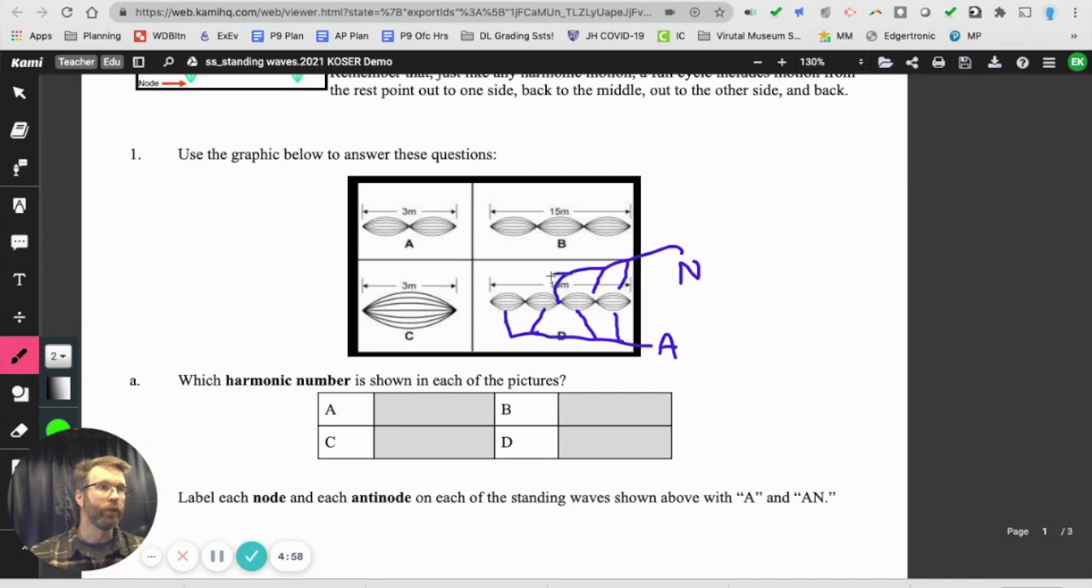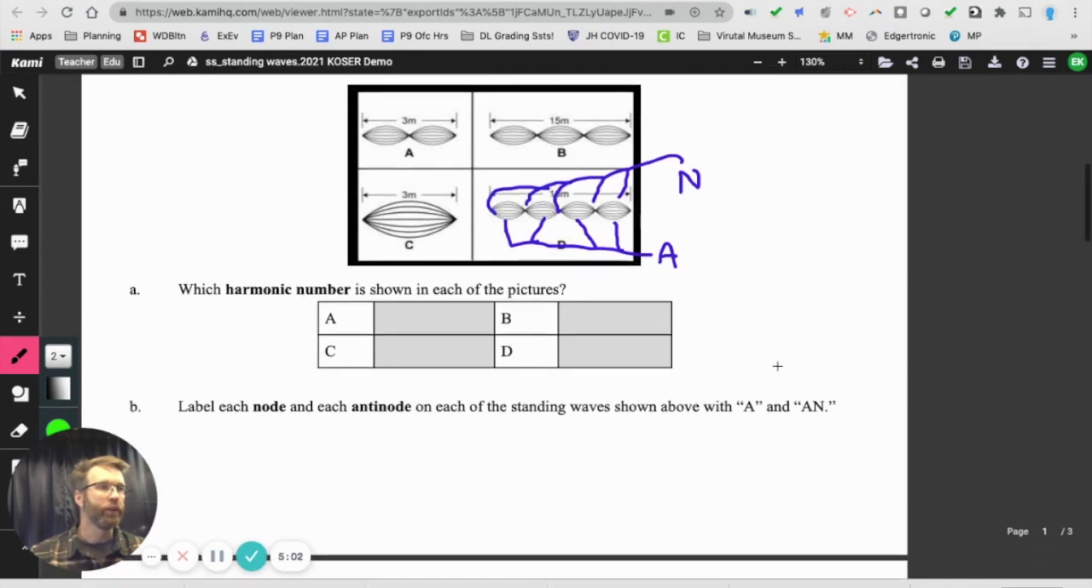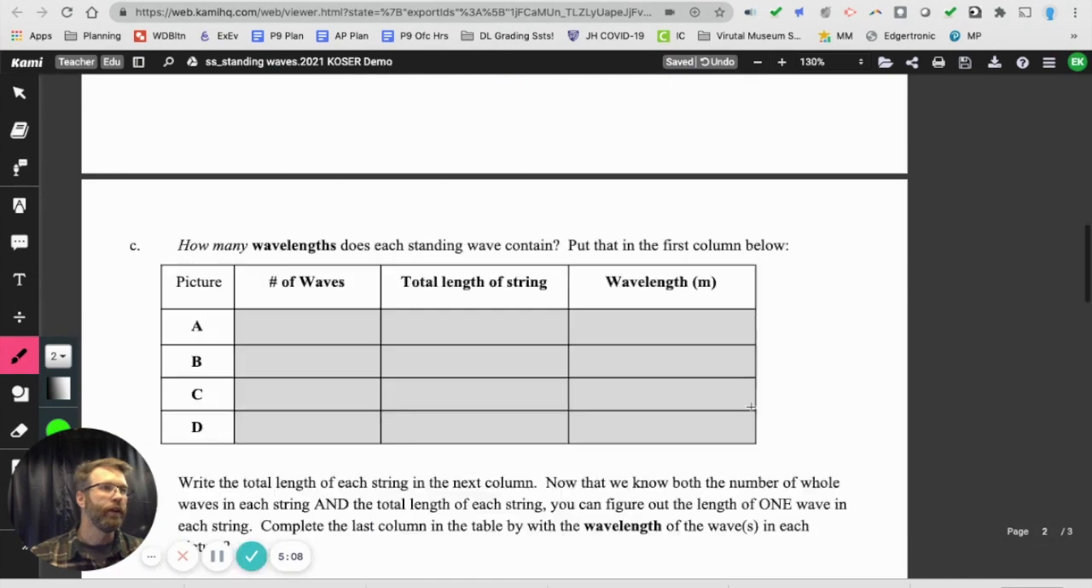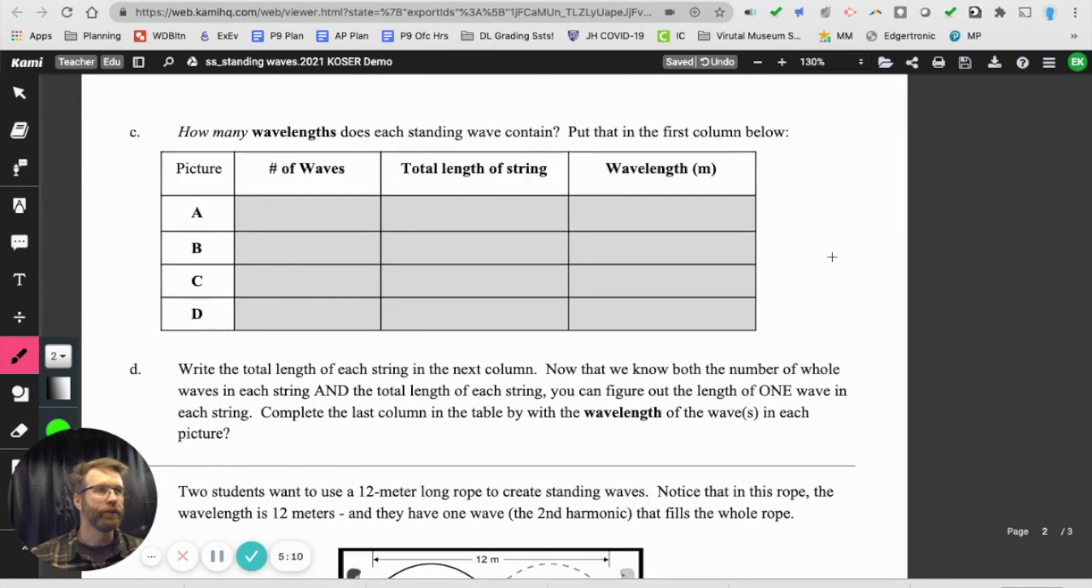So you want to label where the nodes and the antinodes are in each of these patterns. And again, the goal is we're just getting you comfortable with what those mean. So that's the first section, is to get really comfortable with standing waves.